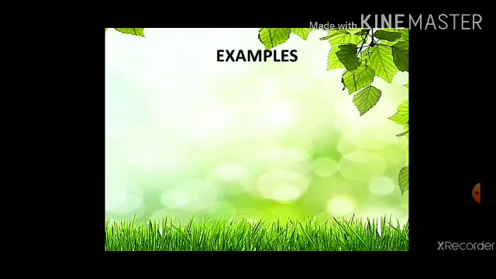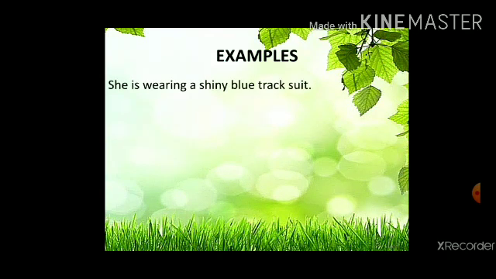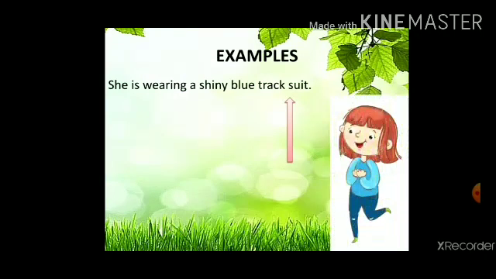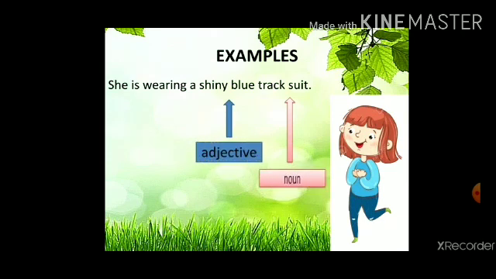Now let us see some more examples. She is wearing a shiny blue track suit. Now in this sentence, which color tracksuit is she wearing? Blue. So tracksuit is the noun in this sentence, and the adjective that describes the noun is blue. So in this example, blue is the adjective and tracksuit is the noun.